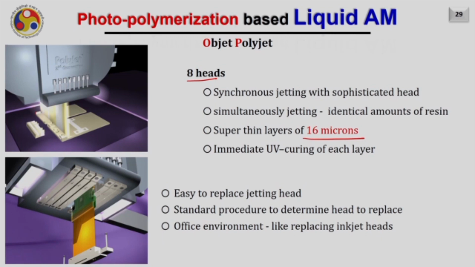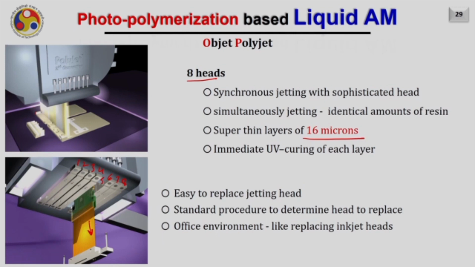If some nozzles are clogged, you can easily replace the particular head. As I mentioned, there are a total of 8 heads in this particular case, 1, 2, 3, 4, 5, 6, 7 and 8. If any one of the heads gets damaged or clogged, it can be easily removed and replaced with a new head. The standard processor to determine which head to replace is already available. There they have some standard images to deposit the material, and if some nozzles in the head are clogged, the material will be missing at those locations.